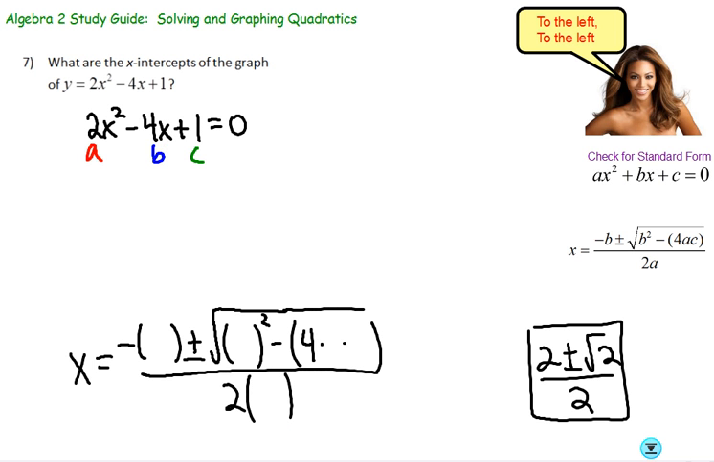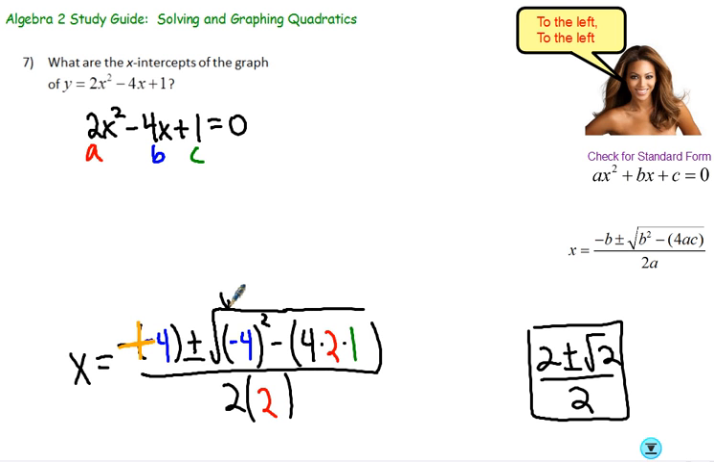So negative b, which would be a negative 4, which by the way, right away you see the two negatives. Make those a plus. B squared, which is also a negative 4, minus 4 times a, which is 2, times c, which is 1, and that's all over 2a, which is 2. All right, well, let's simplify.